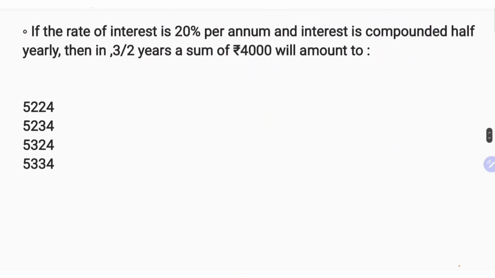And next one, if the rate of interest is 20% per annum and compounded half yearly. Here, compounded half yearly means rate percent by 2. 20 by 2, 10%, and time is 3 by 2 years. Here the time will be 3 by 2. It is compounded half yearly, meaning 3 periods. And the sum is 4,000. You can ask for the amount. Clear?